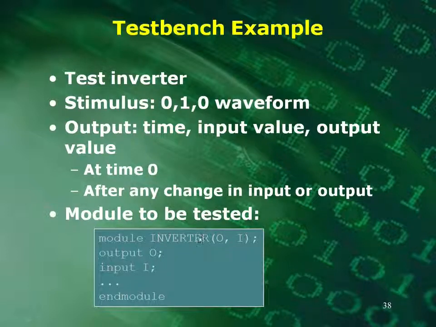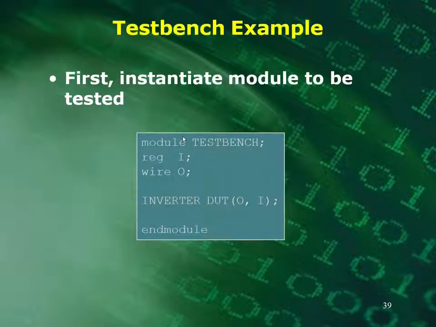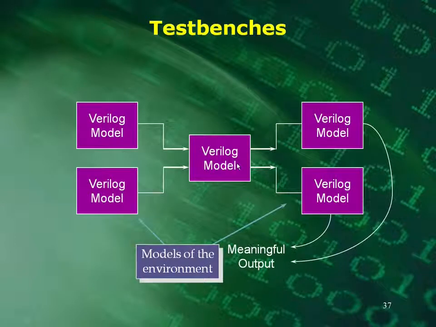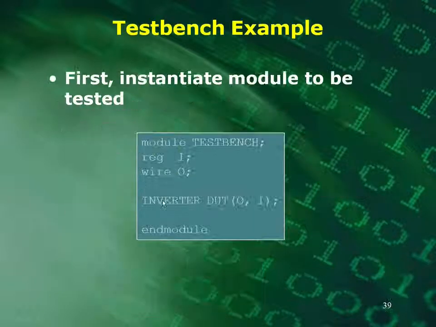So let's say that we have an inverter module, just a simple module. It's got a single input, single output. Let's make another module called test bench, and in that test bench, we're going to instantiate that inverter. If we go back a couple of slides, this is our inverter, and then we're going to create a test bench outside of that. So far we've just done this. Now, what else do we need?